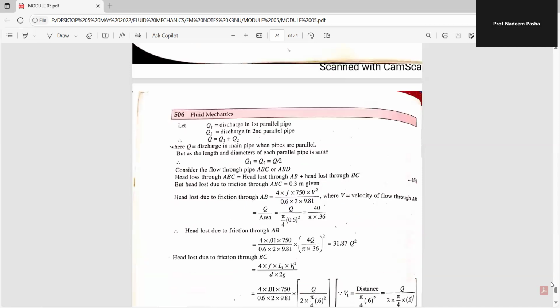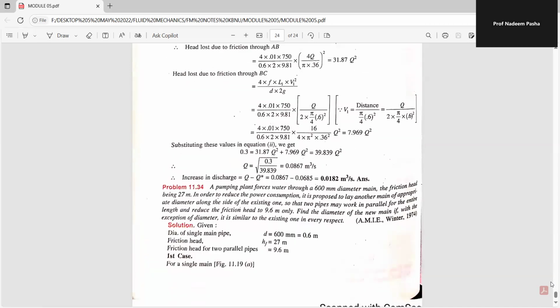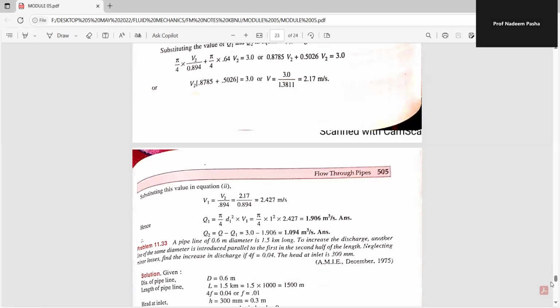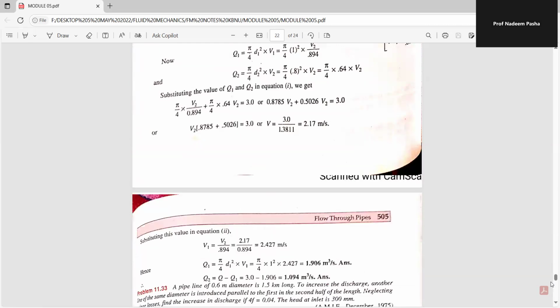So this was somewhat complicated, but we were able to understand it. So this completes our flow through pipes unit.